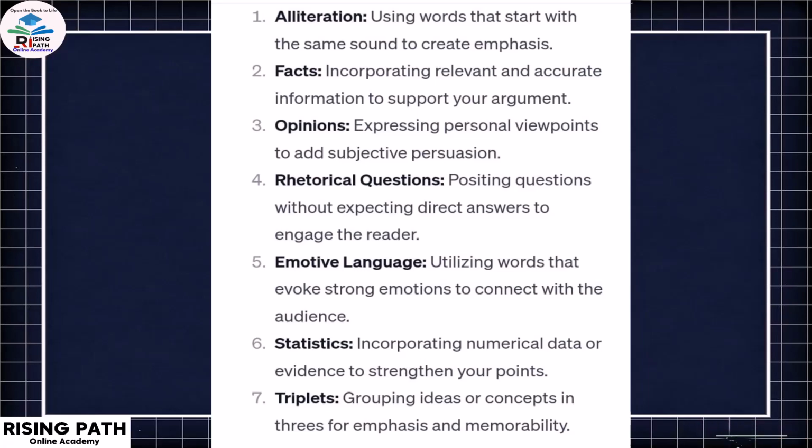We all know what rhetorical questions are. They are used to create dramatic effect, and the answers are already known. Emotive language is on number 5, that is utilizing words that evoke strong emotions to connect with the audience. On number 6 we have statistics. For example, if we are discussing any issue, we discuss the facts and figures about it. So we are incorporating numerical data or evidence to strengthen your points.